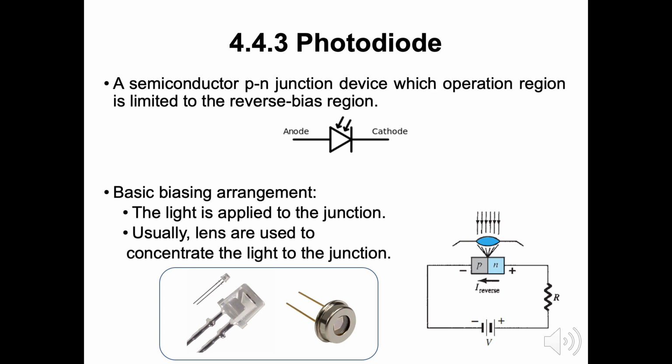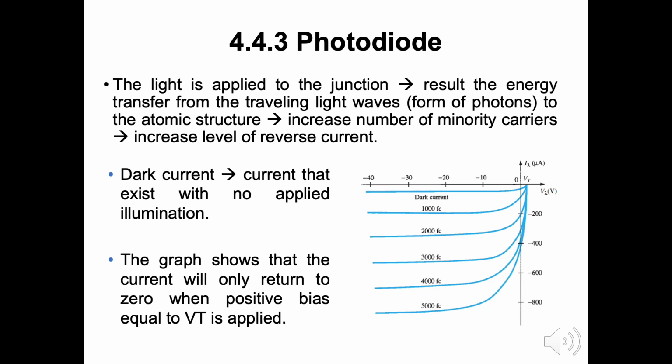Photodiode is built by a semiconductor p-n junction device whose operation region is limited to the reverse bias region. The basic biasing arrangement in this photodiode is that light is applied to the junction, and usually the lens in the photodiode is used to concentrate the light onto the junction. The graph shows that the current will only return to zero when a positive bias equal to Vt is applied.